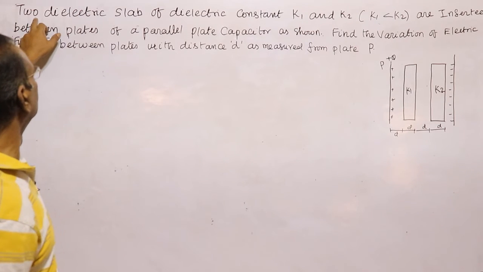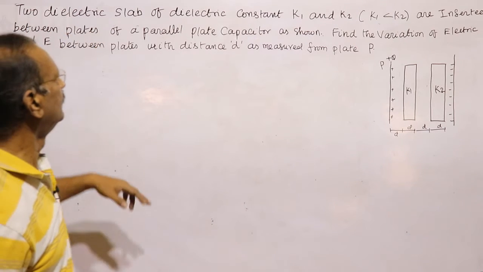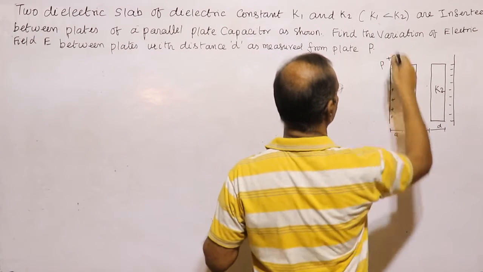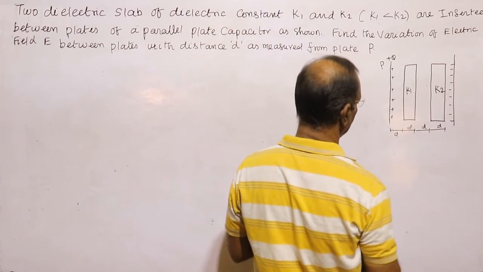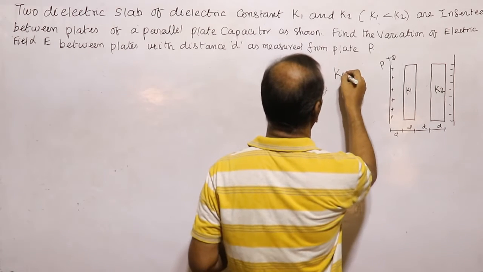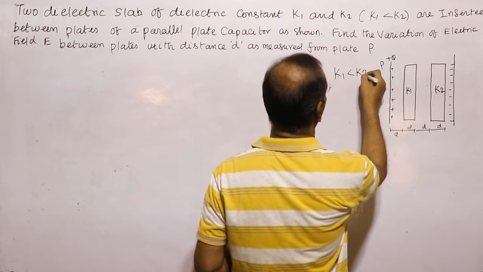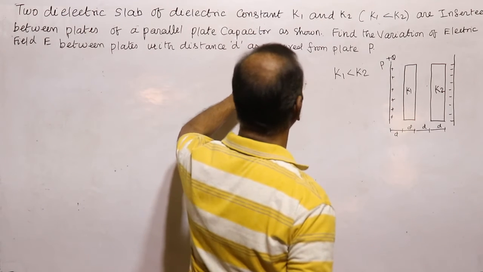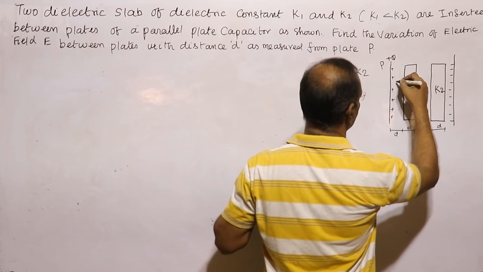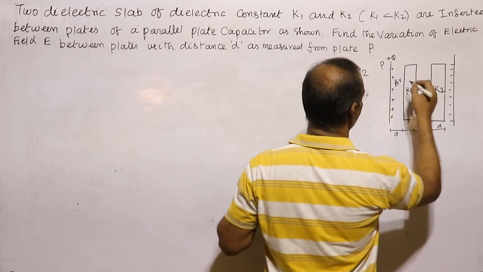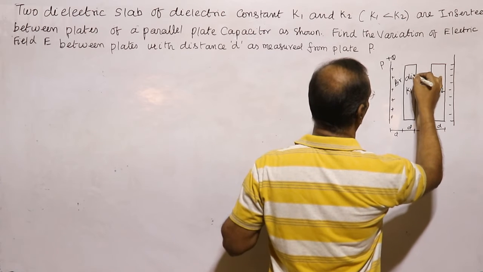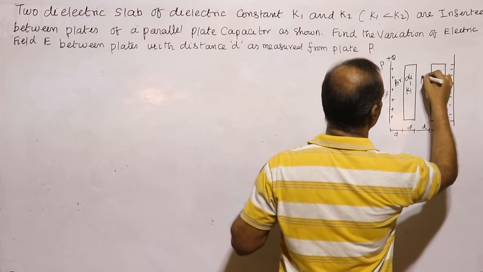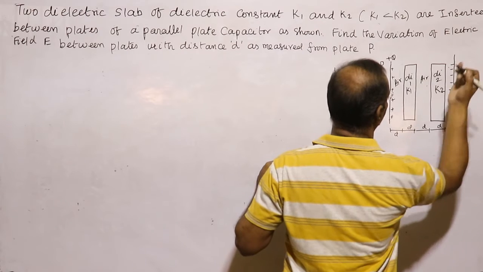In this numerical, two dielectric slabs of dielectric constant K1 and K2, where K1 is less than K2, are inserted between the parallel plates of a capacitor as shown. This is K1, this is K2, and K1 is less than K2. It means this is air, this is dielectric 1, this is dielectric 2, here is air, and this is also air.